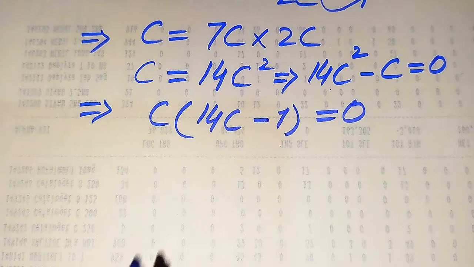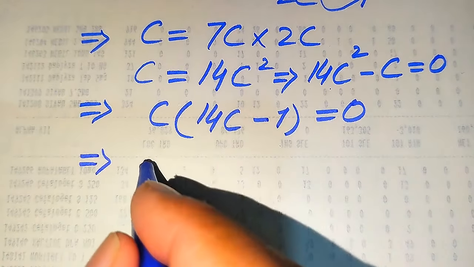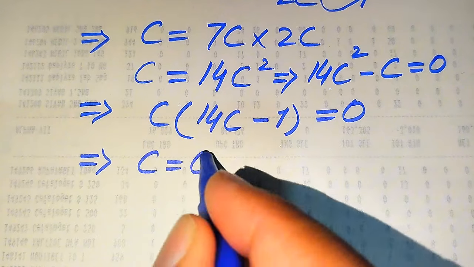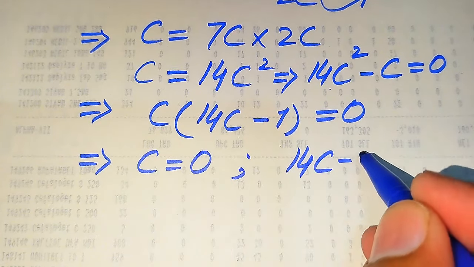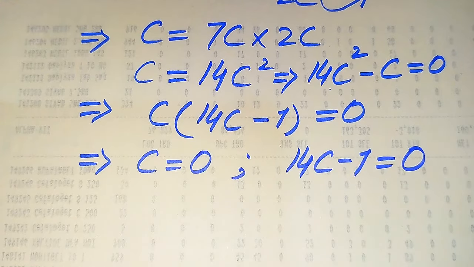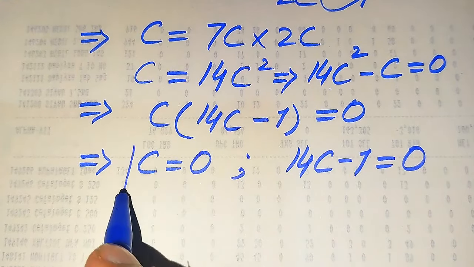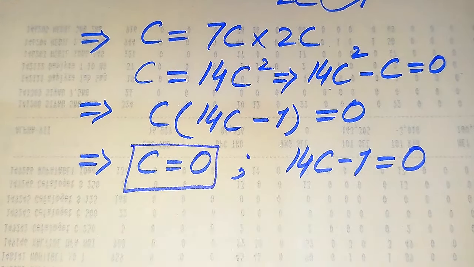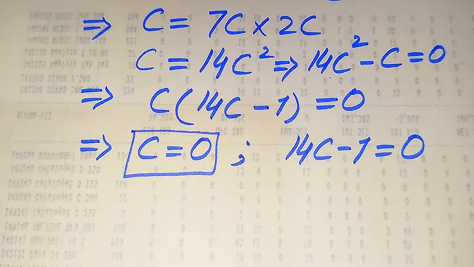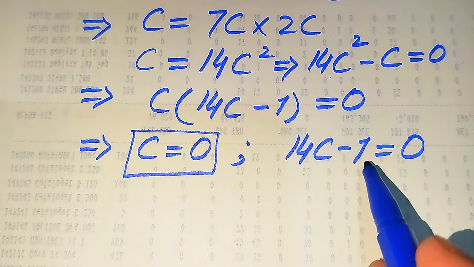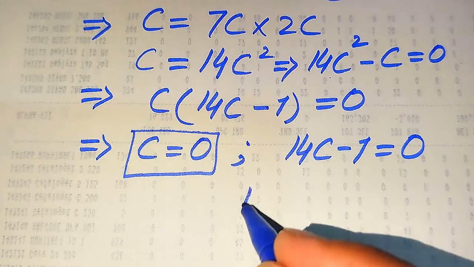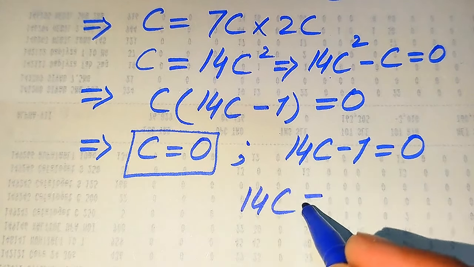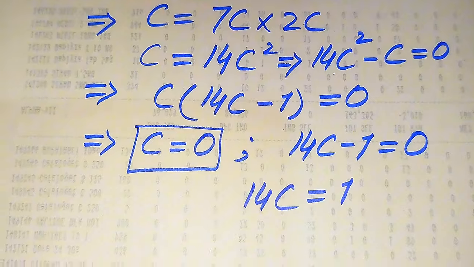And in the next step we need to divide this equation into two cases. The first case is we write c is equal to 0, and the second case is we write 14c minus 1 is equal to 0. So this is our first root of the given equation. And now here, in order to find the other root, we need to solve this equation. So from here we move this minus 1 to the right hand side, and it becomes 14c is equal to plus 1.